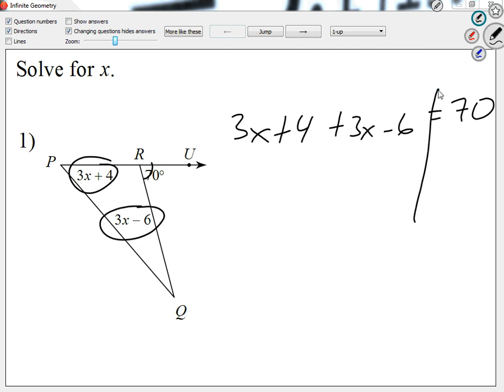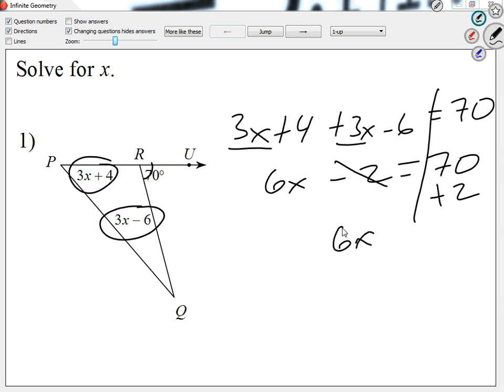Alright, let's separate through the equal sign. Let me simplify the left. How much is 3x plus 3x? 6x. How much is 4 minus 6? Negative 2. So we have 6x minus 2 equals 70. We just simplified it. Then minus 2, let me move it to the other side as a plus 2. 6x is equal to, how much is 70 plus 2? 72. So 6 times x equals 72. What's x? 12. X is equal to 12.